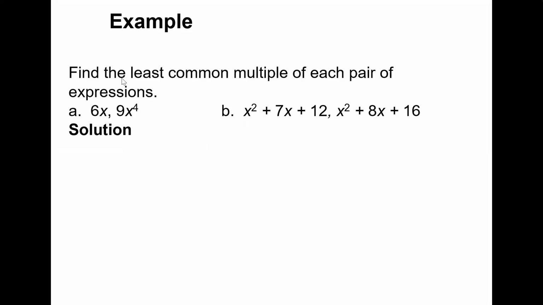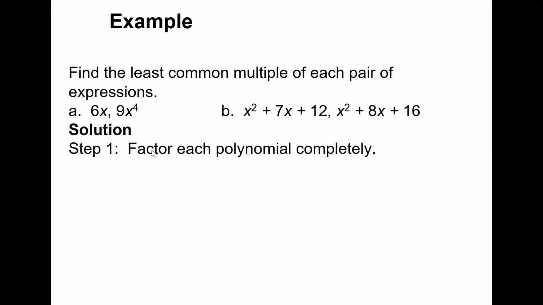With this one, we're going to factor each completely. So that's going to be 2 times 3 times x. That's going to be 3 times 3 times x times x times x times x, 4 times. And so that's what we have. Now, remember, we want each factor the most times it appears. If we look at this, 3 appears twice here, but only once here. 2 occurs once here, but not here, and x occurs 4 times here and only once here.